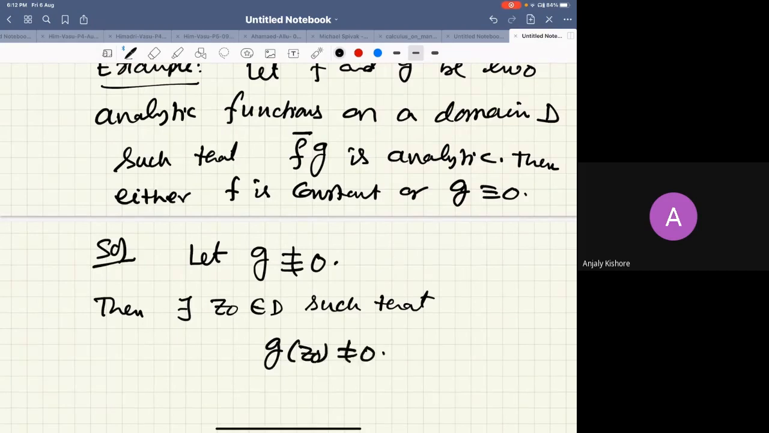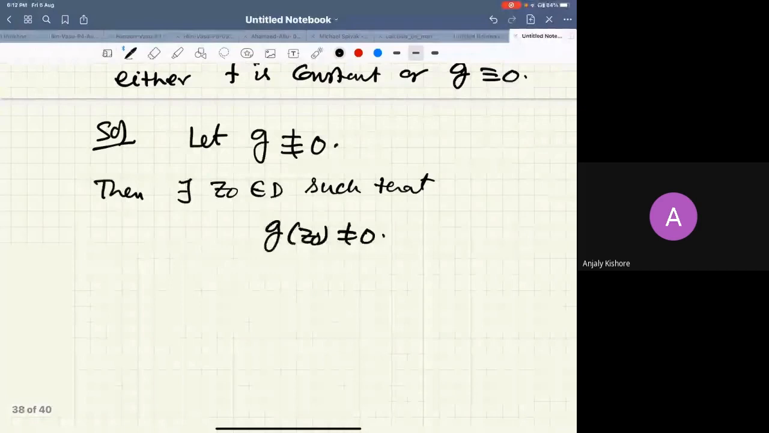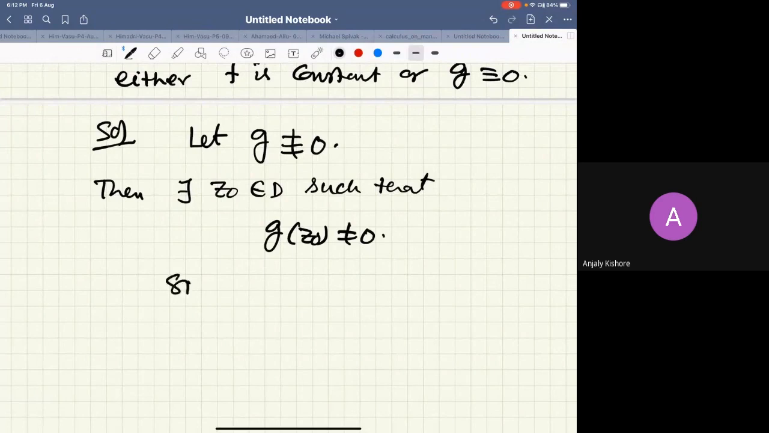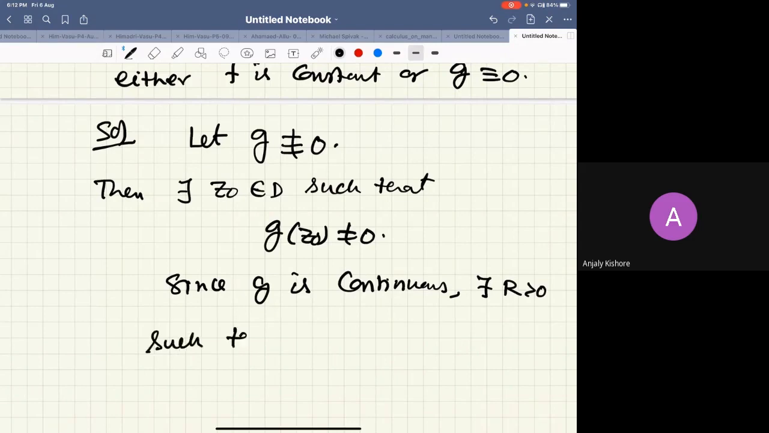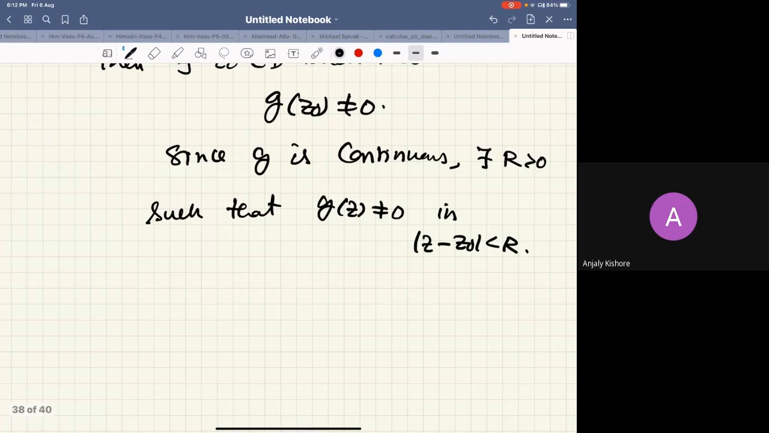Again, I want to use the continuity, because we are using a similar kind of argument. So I will use that since g is continuous, there exists R greater than 0 such that g of z is not equal to 0 in mod z minus z naught less than R. Very good. So in some neighborhood of z naught, we proved that g is not equal to 0.